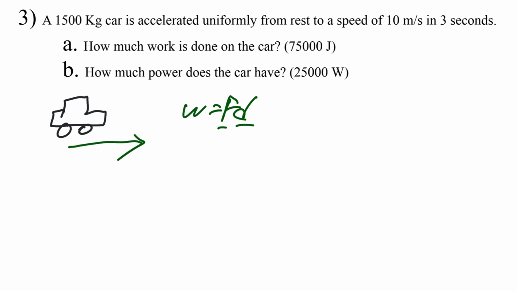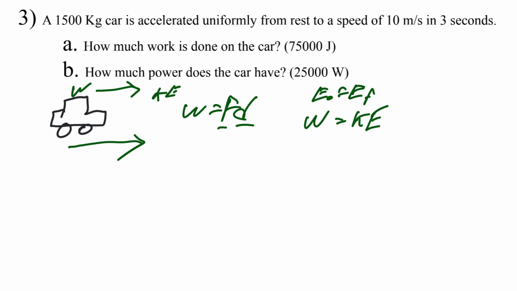Remember that work is also turning into kinetic energy. So we can say E initial equals E final. We're going to say, all right, the work of the car is now turning into kinetic energy. So to find the work, we're actually finding the kinetic energy here, right? And then we know that that energy came from something doing work, in this case, the engine.